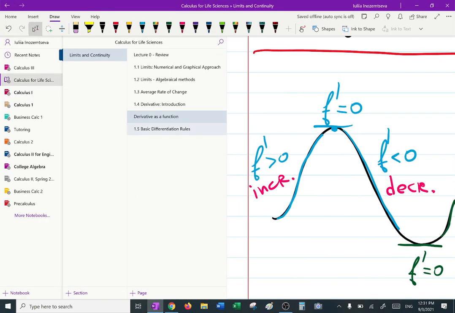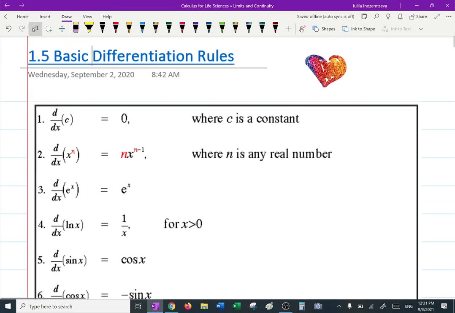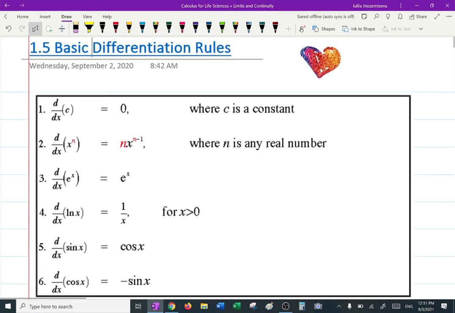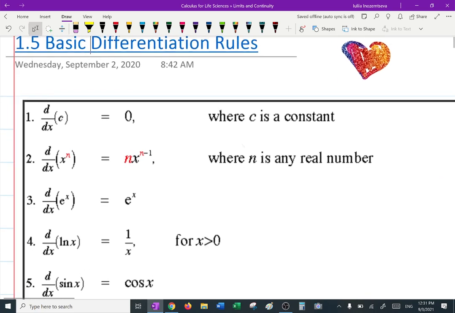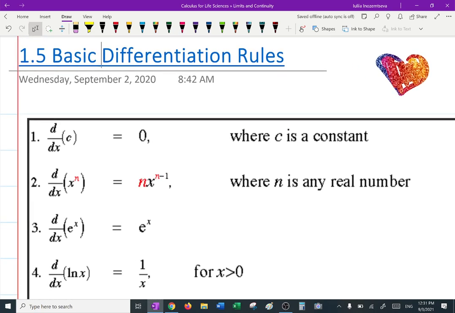And now we're finally starting 1.5, basic rules of differentiation. So now you know kind of the intuition, why it's important. Let's finally find a derivative. Students usually like this topic, so basic differentiation rules is a very nice topic. We need to teach you how to actually find the derivative of a function, and then you will learn how to analyze positive, negative, what it means. Concavity will show up soon. Something is concave up, concave down, increasing, decreasing.